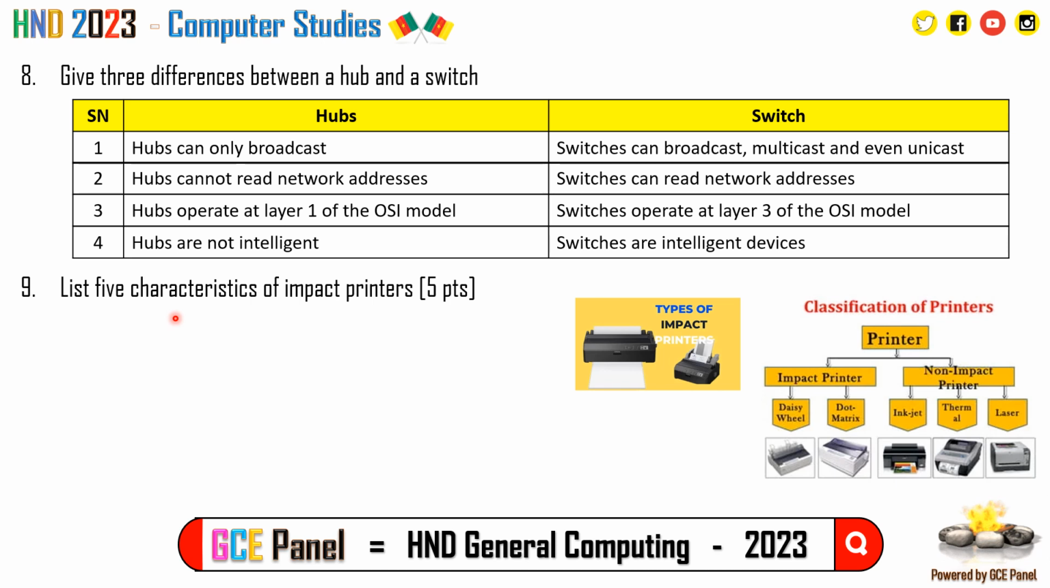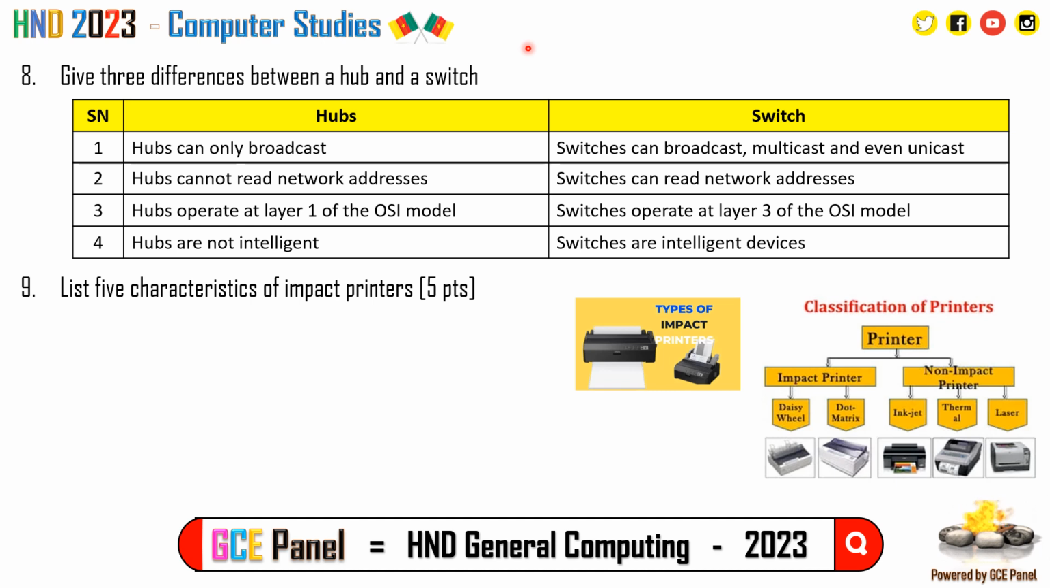Question 9 is a bit tactical. List 5 characteristics of impact printers. First of all, what are impact printers? Impact printers are printers that create immediate contact between the ink ribbon and the paper. And these printers can be very noisy, yet very popular.